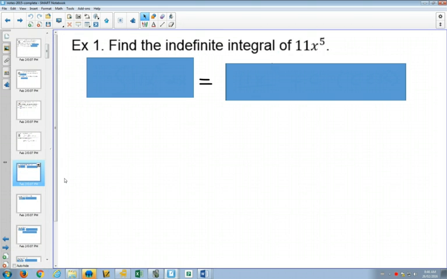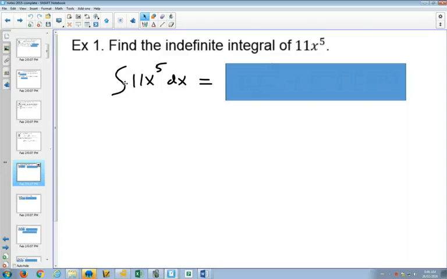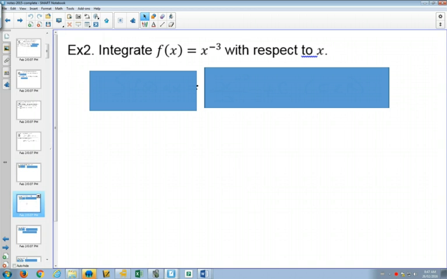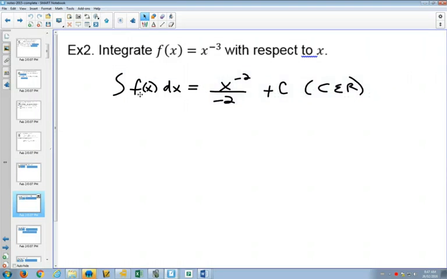Quick check of your first answers. So that integral, and whenever we write an integral, we always write dx here to say which variable we're doing the integration for. 11x over 6 divided by 6 plus c, where c is any real number. X to the negative 3, again we're doing that integral, add 1 to the exponent and divide by that.